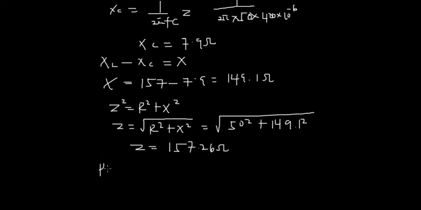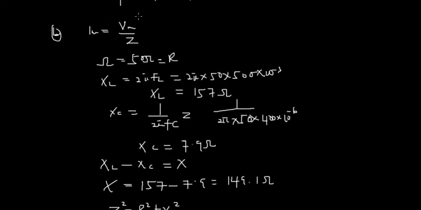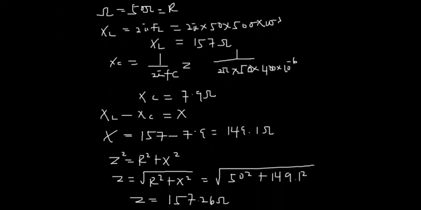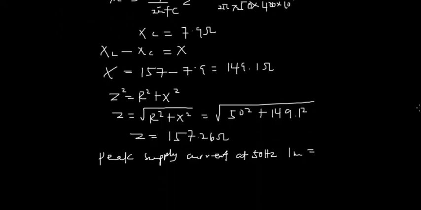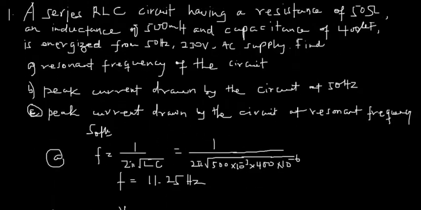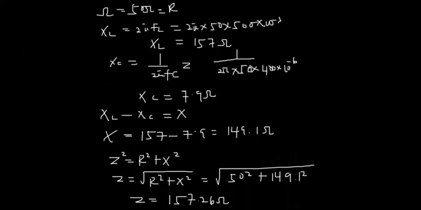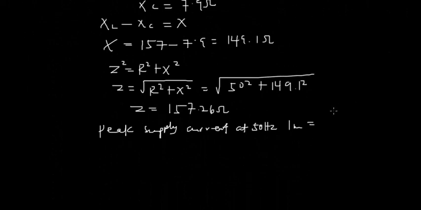So now we can calculate our peak supply current at 50 hertz, that's our IM. We know that the formula is VM on Z. Note that the question has these parameters already given, right? So let's just insert our values and then we are good to go.